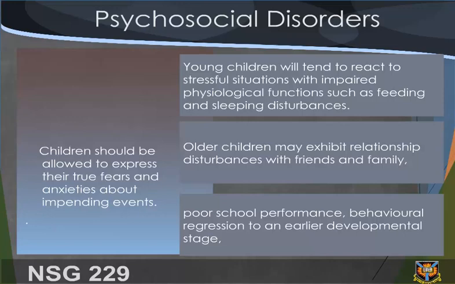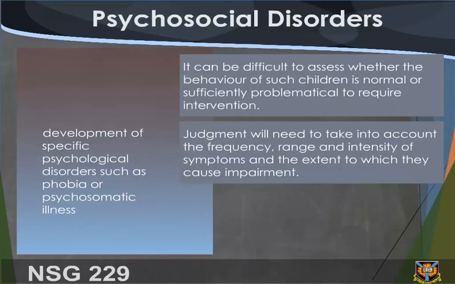Young children will tend to react to stressful situations with impaired physiological functions such as feeding and sleeping disturbances. Older children may exhibit relationship disturbances with friends and family, poor school performance, behavioral regression to an early developmental stage, and development of specific psychological disorders such as phobia or psychosomatic illness. It can be difficult to assess whether the behavior of such children is normal or sufficiently problematical to require intervention. Judgment will need to take into account the frequency, range, and intensity of symptoms and the extent to which they cause impairment.